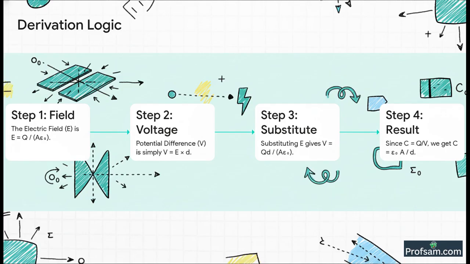Step 1. We start with the electric field E between the plates. You remember this from Unit 1, right? It's just Q divided by A times epsilon naught. Simple.